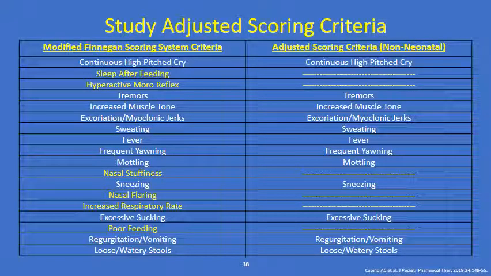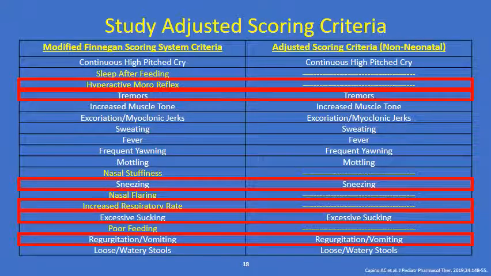And this is a picture just showing you the modified Finnegan scoring system criteria. Like I mentioned, there are a lot of different criteria included in this tool. But then on the right is the adjusted scoring criteria. Essentially what we did is we took out these non-neonatal criteria and created our own scoring system. So this is not validated. This is more a pilot study just to explore the topic a little bit.